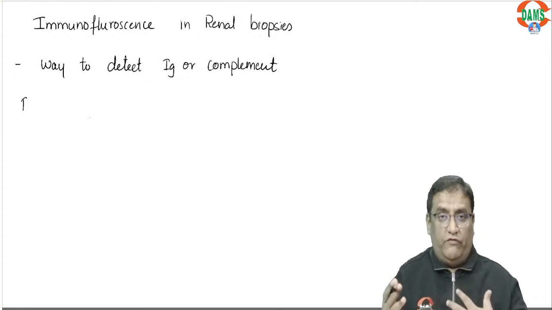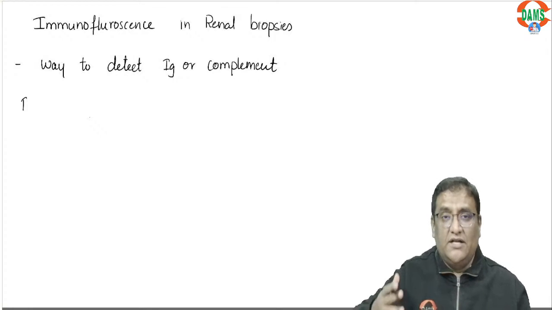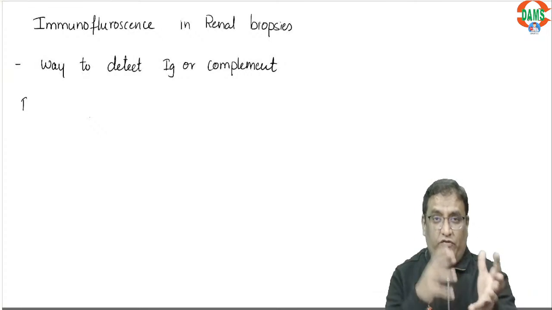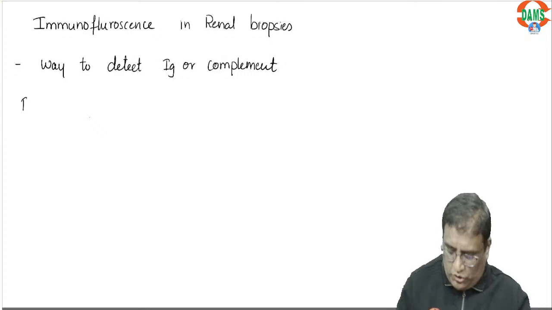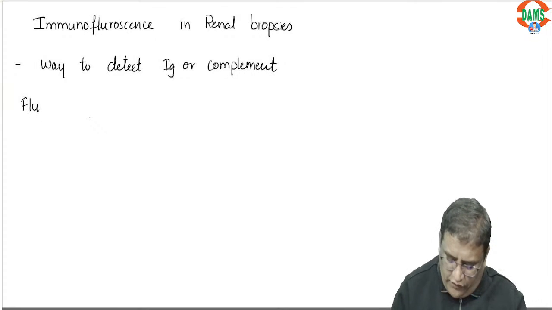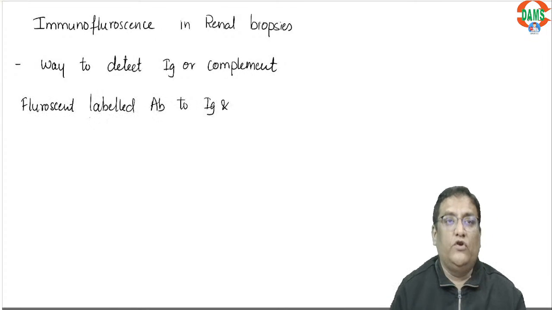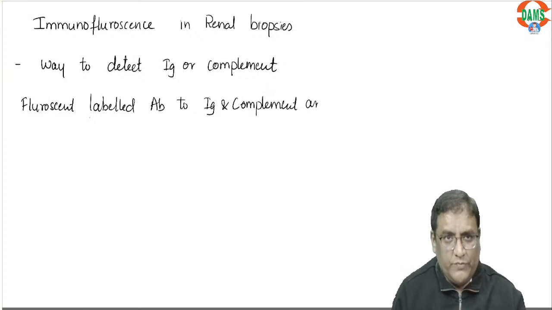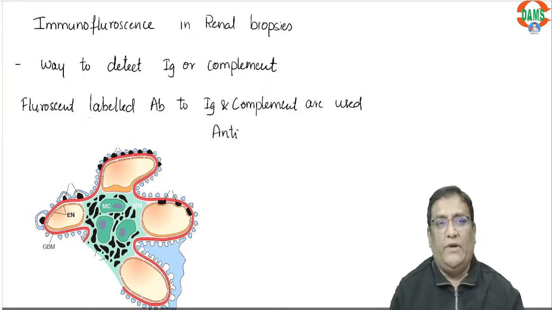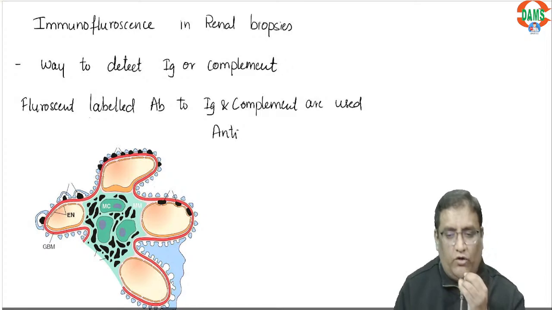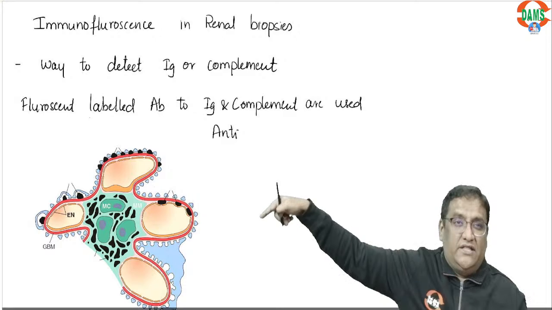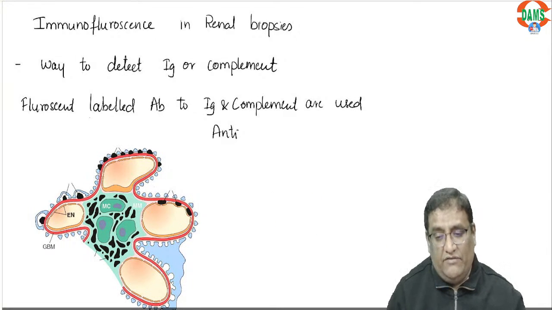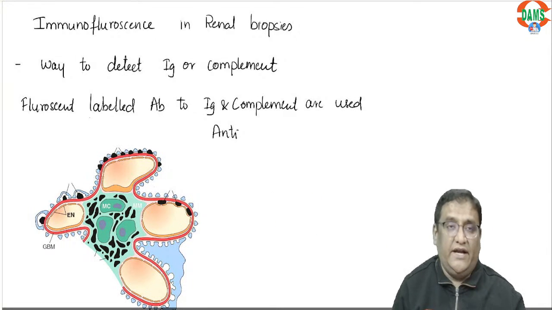Because so many of them are immune complex mediated diseases, we want to detect these antibodies. Where are they deposited? Which complement is deposited? Where is it deposited? Everything. So how do I detect this? For this immunofluorescence, fluorescent labeled antibodies to the immunoglobulins and the complements will be used. We are going to detect antibodies that are already deposited in the kidney. So this is an indirect IF that we are doing.